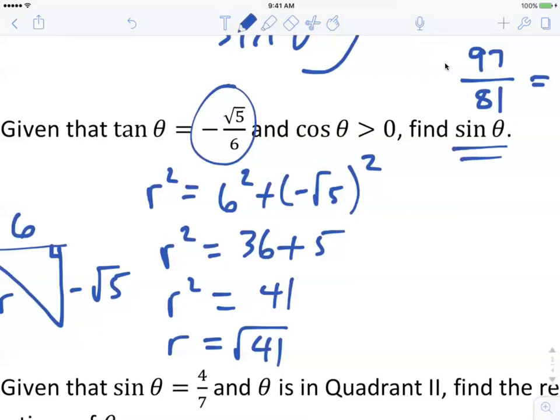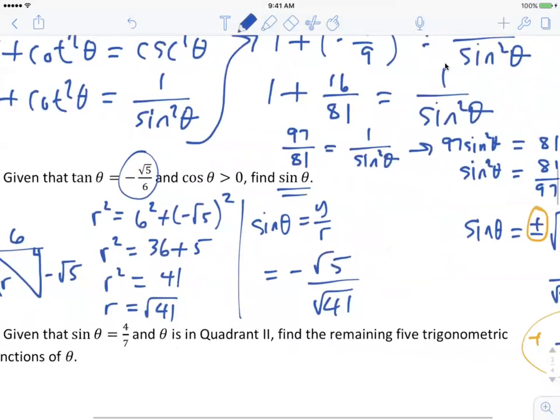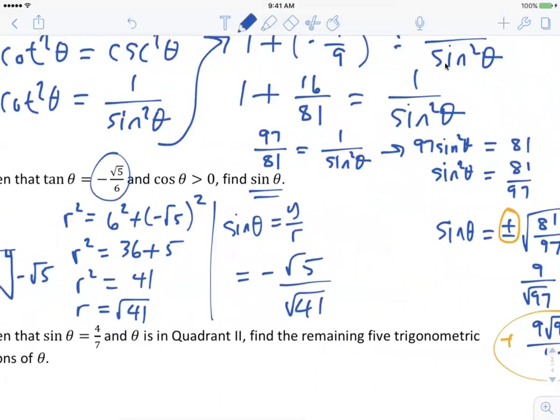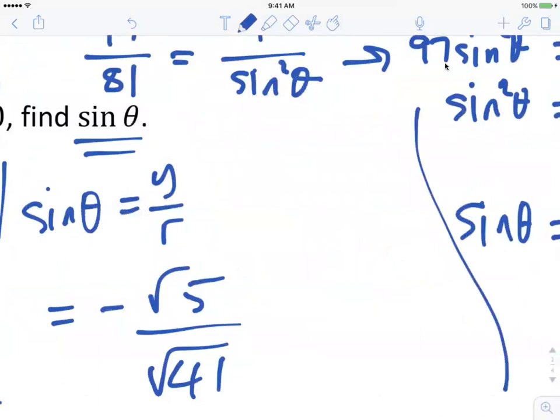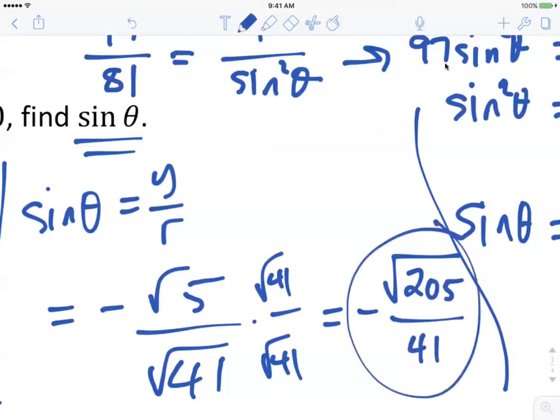Now find sine theta. Sine theta is the old school definition, y over r. y is negative root 5, r is square root of 41. Now just rationalize it. Multiply root 41 over root 41, so we get negative square root of 205 over 41. Final answer.